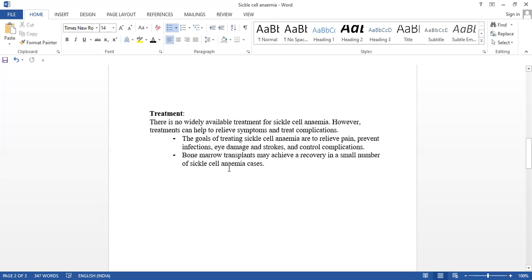Okay, actually there is no any available treatment, but what type of treatment we can give? To relieve the other symptoms and complications like the pain, to prevent the infection, to prevent the damaging of the other organs, strokes. We have to control like this the complications. And lastly, if it is not possible, then we can replace the bone marrow, the transplants, so that we will get the new cells. Okay, this is all about the treatment.